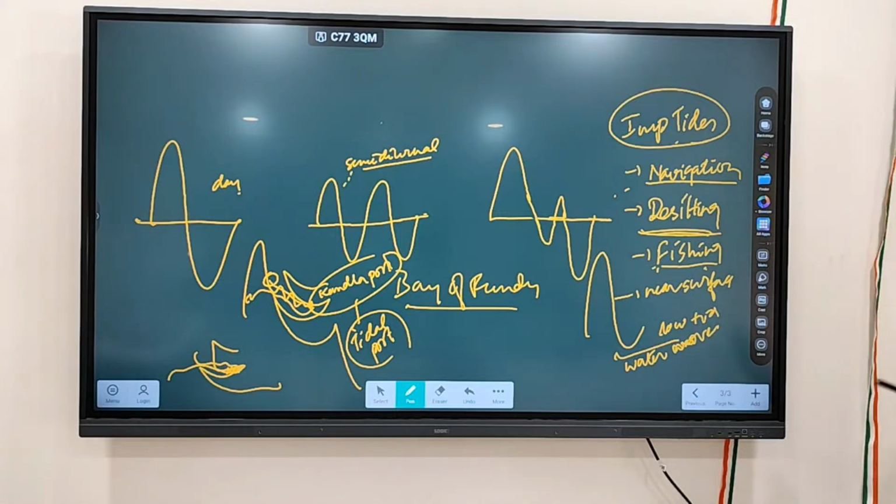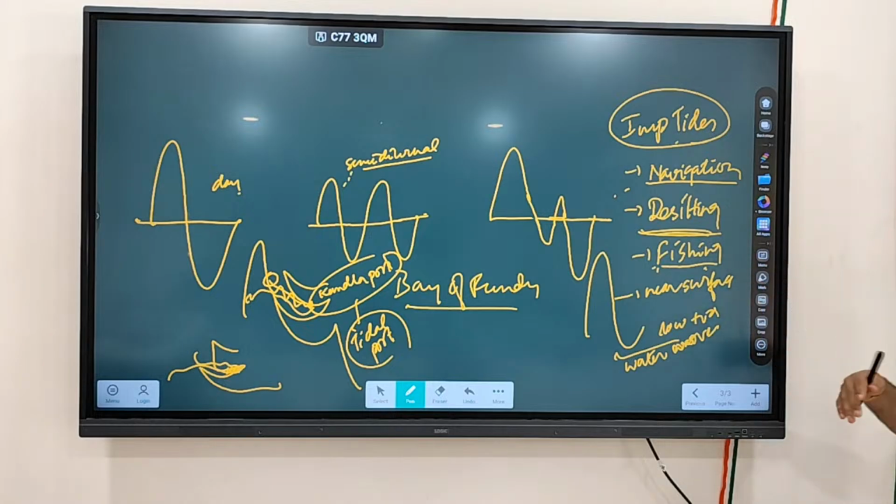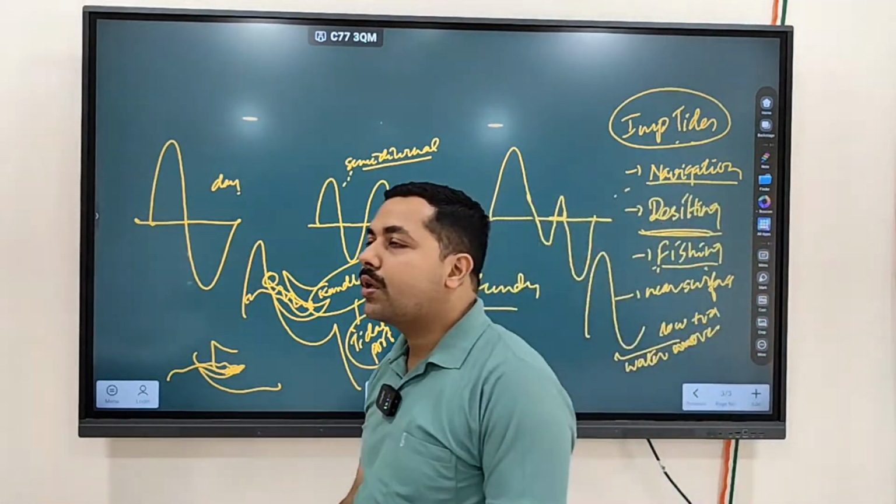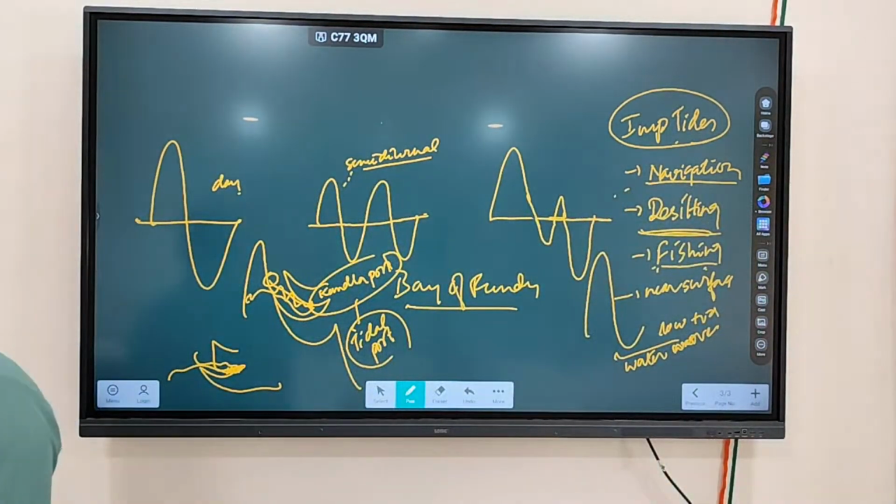So this is the importance of tides. They help in navigation, desilting, and fishing. These are the reasons why tides are very important. Fine. So this is all about the movement of oceanic water. Oceanic water has three types of movement. What are the three types of movement? Tides, currents, and waves.